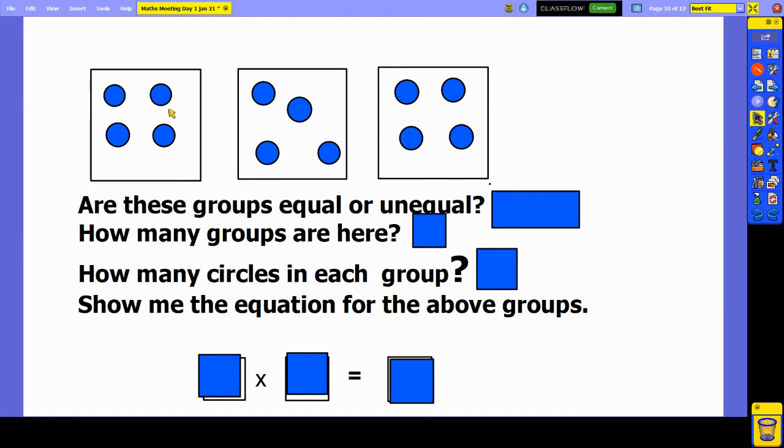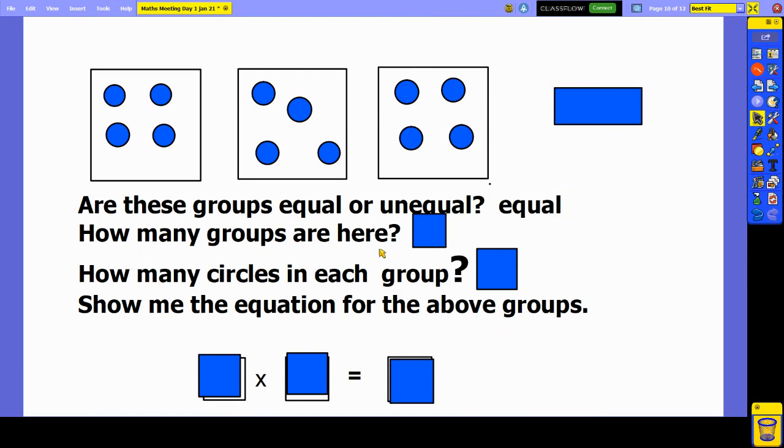So I'm not sure. I have lots of blue circles, but they look slightly different. Let's double check if my groups are equal or unequal. I have 1, 2, 3, 4 in that group. I have 1, 2, 3, 4 in this group. I have 1, 2, 3, 4. So I have 4 in every group. Therefore, my groups are equal.